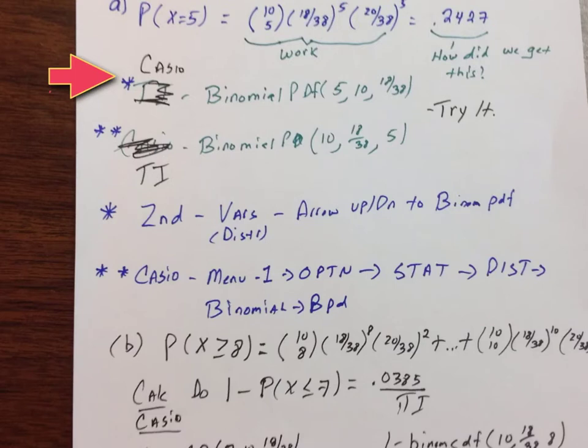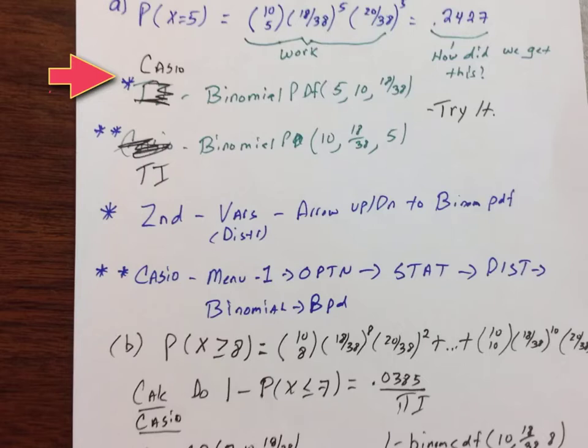Depending on which calculator you use, we'll start with the Casio. To get these steps, you go to Menu, 1, Options, Statistics, Distribution, Binomial, BPD. BPD is for one specific answer. That means we will find the probability that we have exactly 5 in 10 tries with a probability of 18 out of 38. You'll notice that it is K, N, P for the Casio.